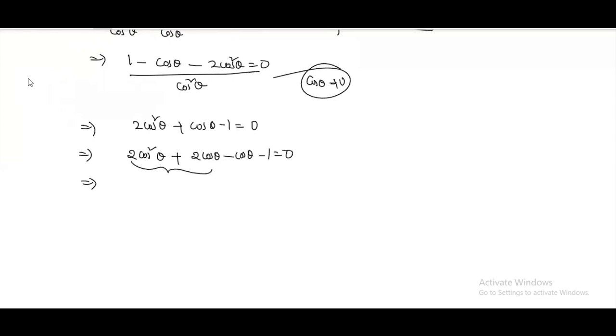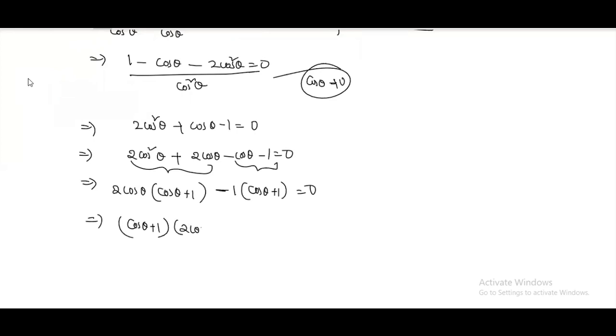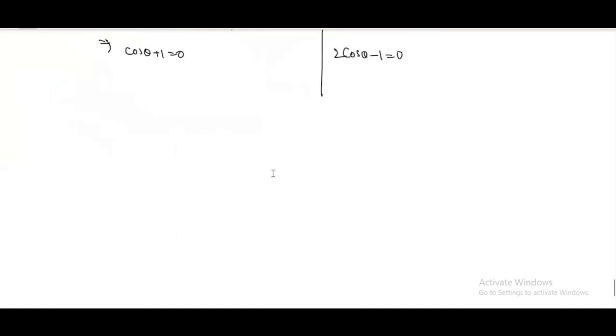From the first two terms, I can take 2 cos theta common, then cos theta plus 1 will be left out. From the next two terms, I can take the minus 1 common, so you'll get cos theta plus 1 left out in this. From both, I can take cos theta plus 1 as the common. So we'll get 2 cos theta minus 1 is equal to 0. From here, one case we'll get cos theta plus 1 is equal to 0. Another case we'll get 2 cos theta minus 1 is equal to 0. From the first, we'll get cos theta is equal to minus 1.